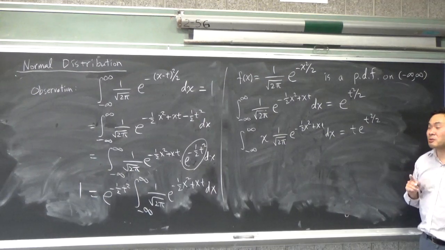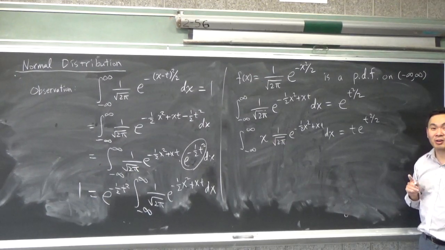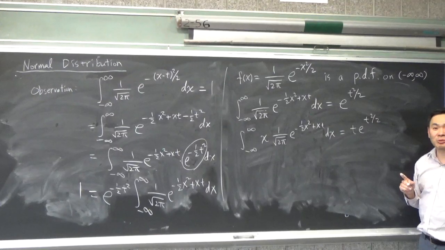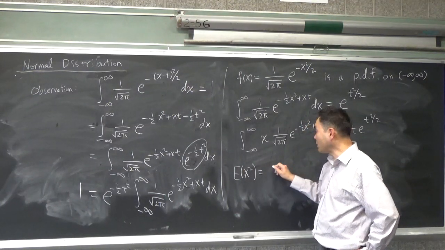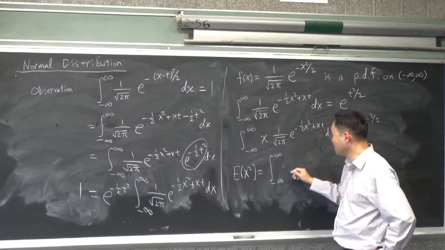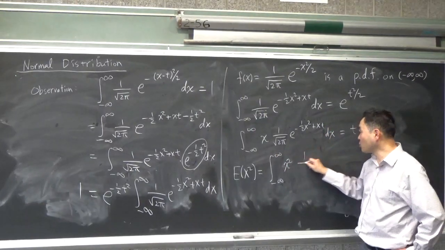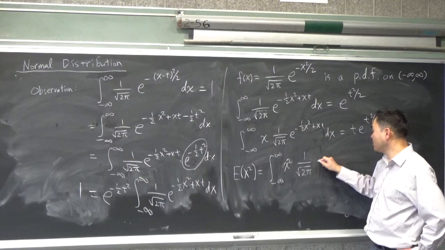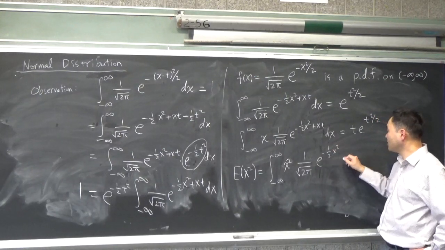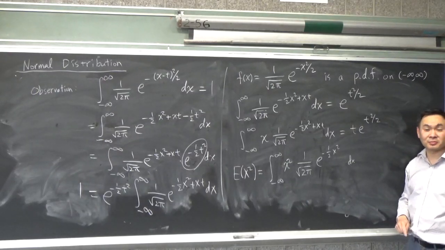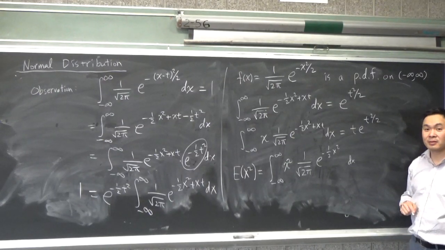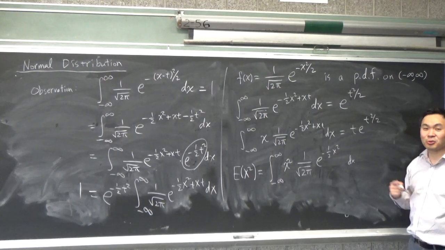But that's not what we want. We want E of x squared. So what should we do? How do you get E of x squared? To get E of x squared, we better be integrating against x squared times 1 over square root of 2 pi. This is what you want, right? How do you get this? I showed you this one trick. You should apply it again.